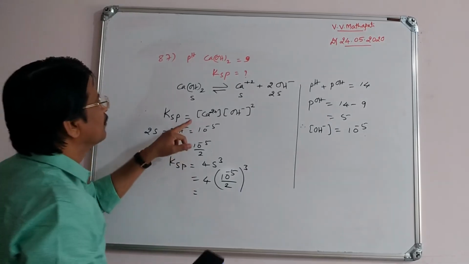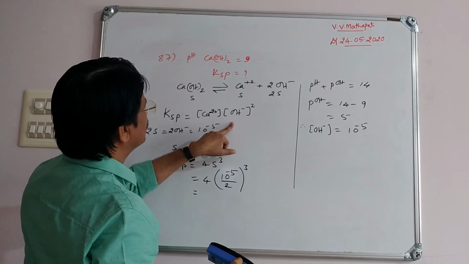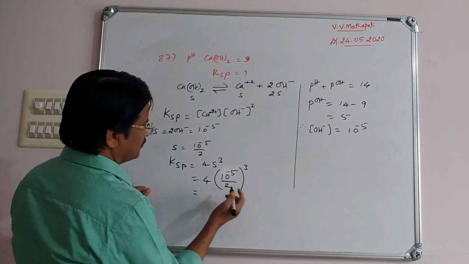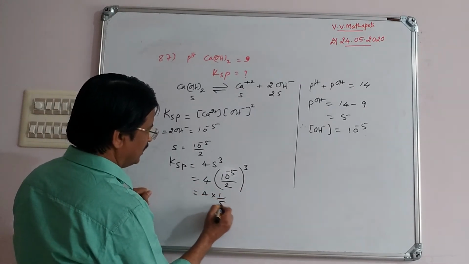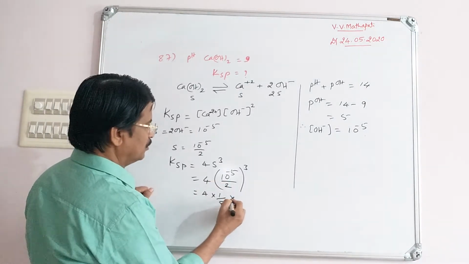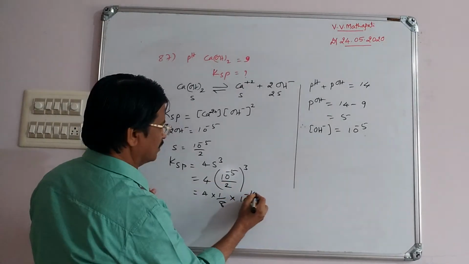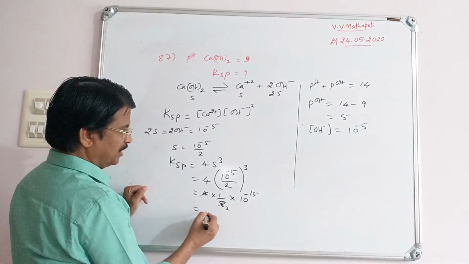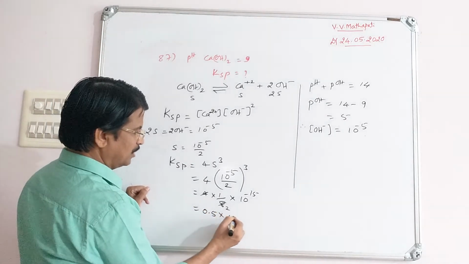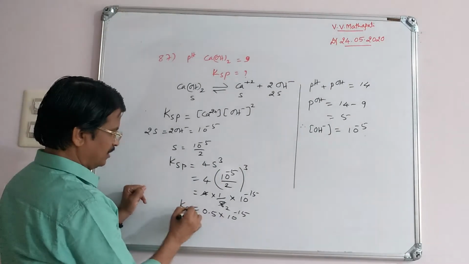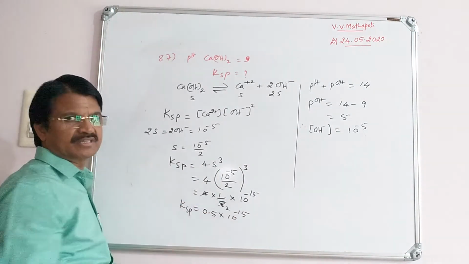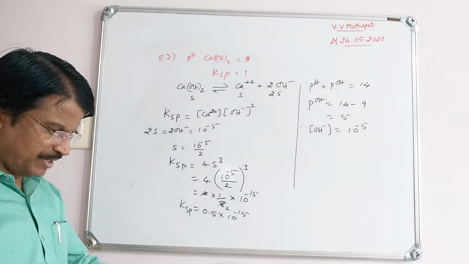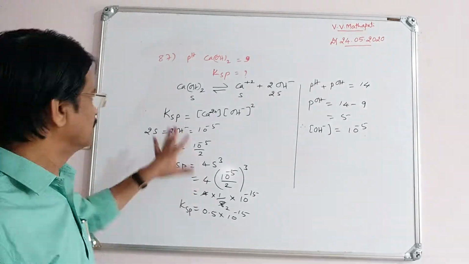AB2 type, 4S cube. Next, 4 into 1 by 8, into 10 raised to minus 15, which gives 0.5 into 10 to the power minus 15, the KSP value, or 5 into 10 raised to minus 16. Yes, answer 0.5 into 10 to the power minus 15.